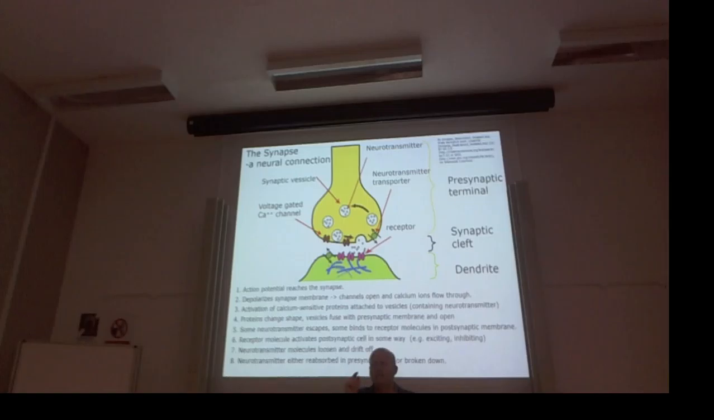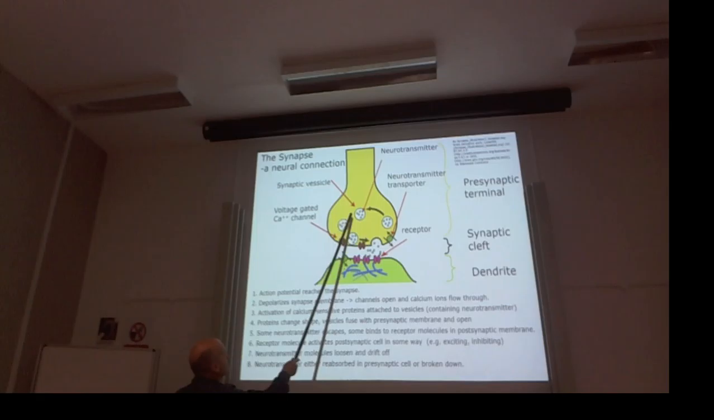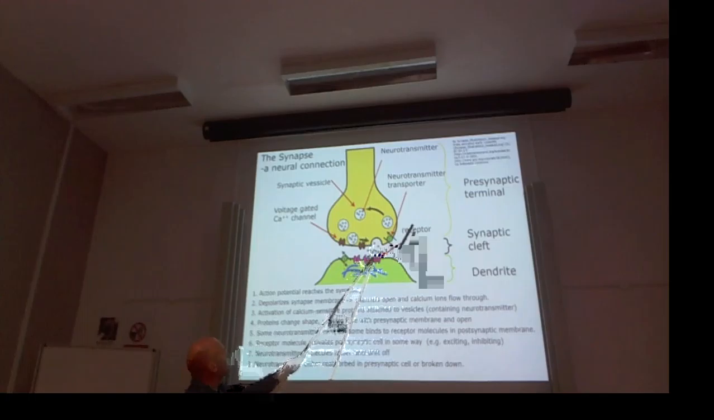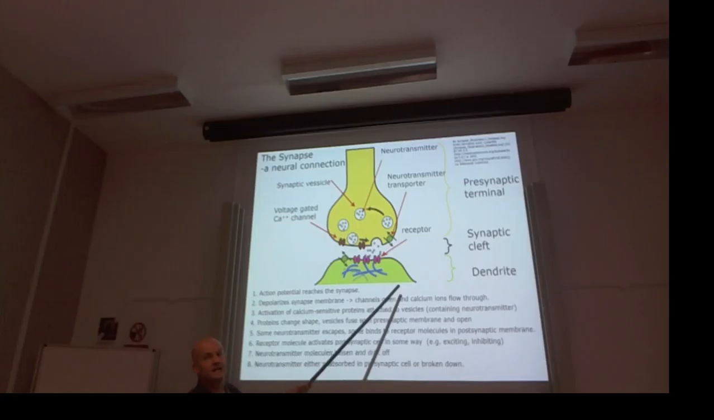First of all, we start off with the action potential coming down here. That action potential depolarizes the synaptic membrane around there, yeah? And that means that some calcium channels here open and calcium ions come through. There are calcium-sensitive proteins attached to these vesicles, and these vesicles contain what we call neurotransmitters. And those proteins change shape, and the result is that these vesicles start fusing with the synaptic membrane, and eventually they open, and these neurotransmitters are released. Some of these neurotransmitters, somewhat unhelpfully, other ones bind to the postsynaptic membrane here. So this is the dendrite, if you like, of the next neuron. And they bind there.